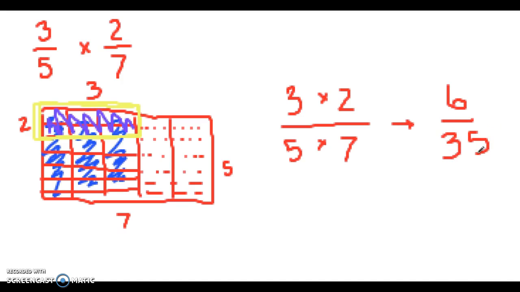And this relates to the definition because we combined many groups of the same size, and then we counted the result. So we had our 3 times 2 and our 5 times 7, and that is how we got 6/35.